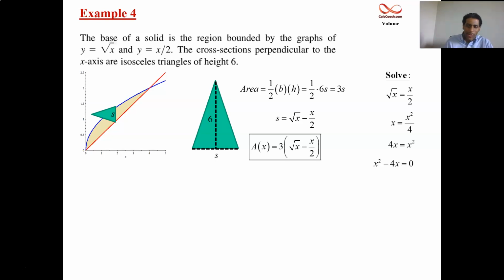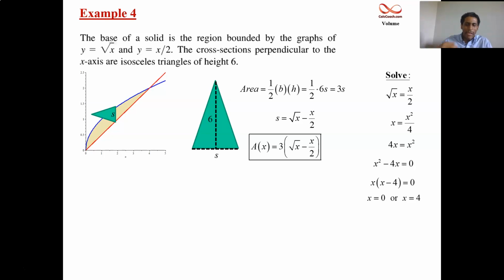Set it equal to 0. You got a quadratic. You factor it, but it's nice. You can factor out. It's not a complicated factoring question. Each one of them has to separately be equal to 0 for the product to be equal to 0. So either x is 0 or x is 4. And those are your bounds.